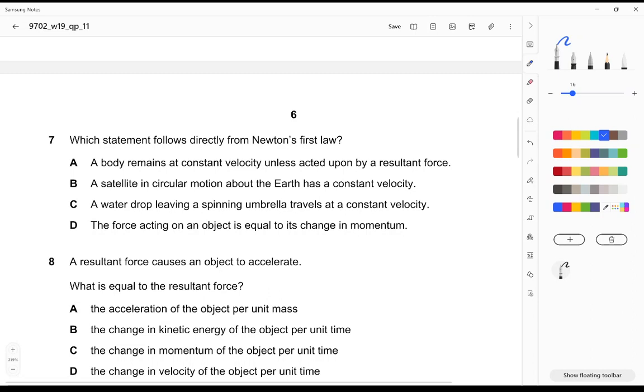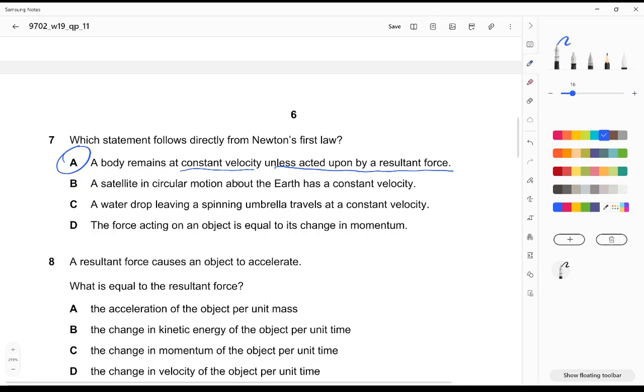It says that if an object is in constant motion, in uniform motion, or actually stationary, you require a resultant force to change that. Okay. So, which statement follows directly from Newton's first law? A body remains at constant velocity unless acted upon by a resultant force. So, that should be the right answer. So, let's just read the other options as well.